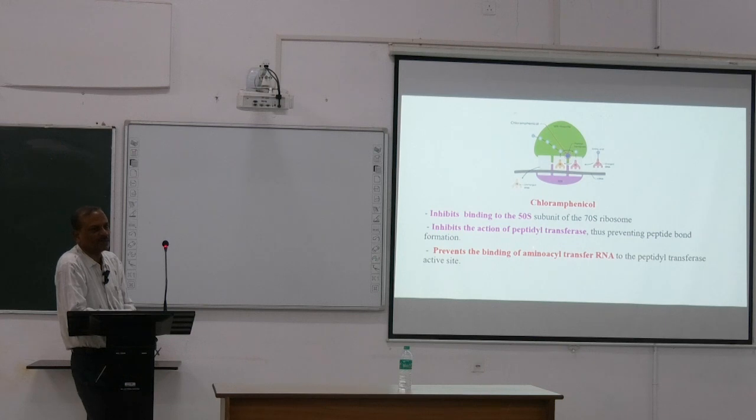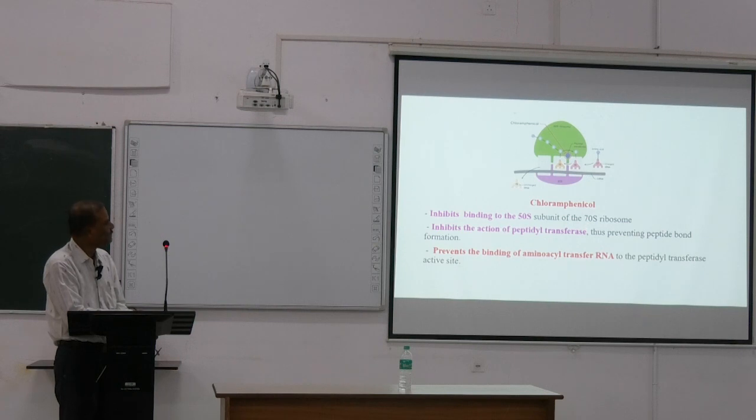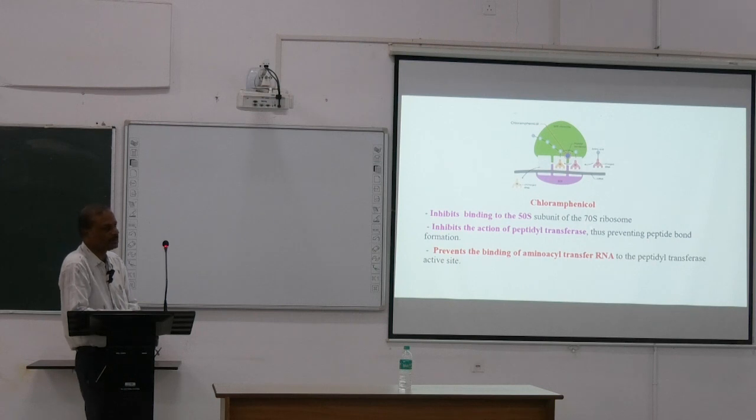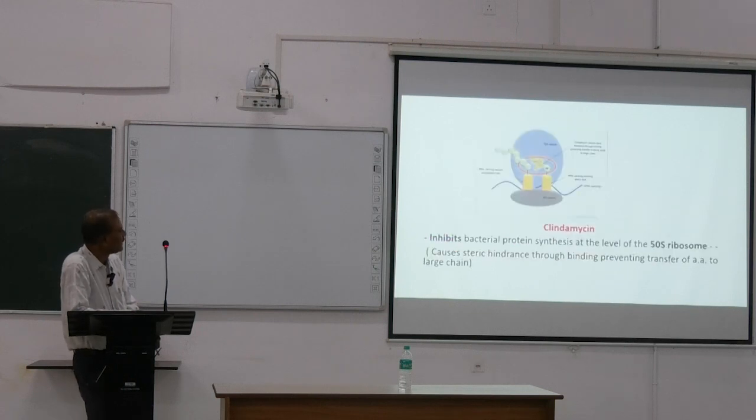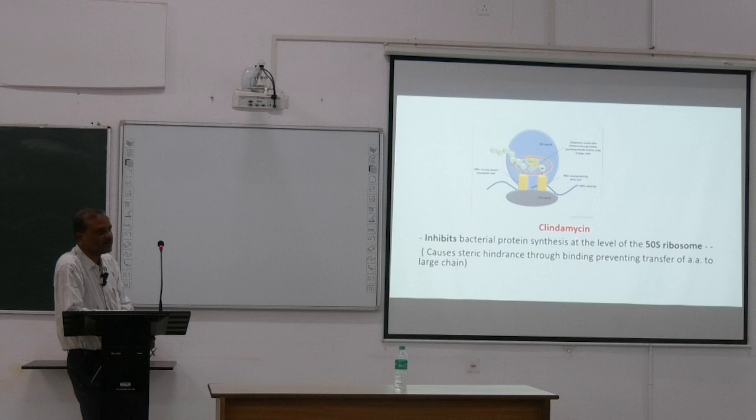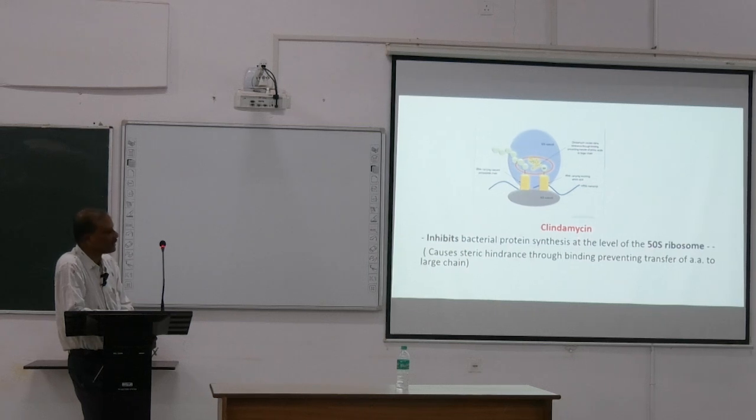By three mechanisms chloramphenicol acts, and chloramphenicol once upon a time was extensively used in clinical practice when other antibiotics were not discovered, and it is not of much use nowadays. Next, clindamycin. Clindamycin you will be using in clinical practice. It inhibits protein synthesis at the 50S ribosomal level, not at the 30S. It causes steric hindrance, preventing transfer of amino acid to the growing chain. Here this is the site of action of clindamycin.